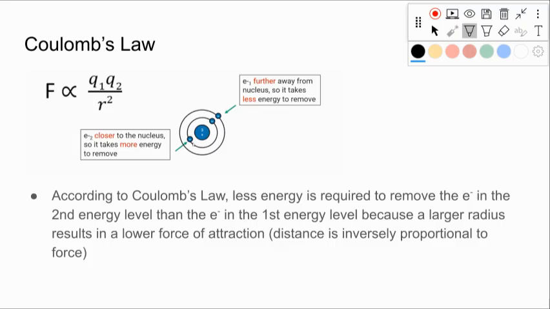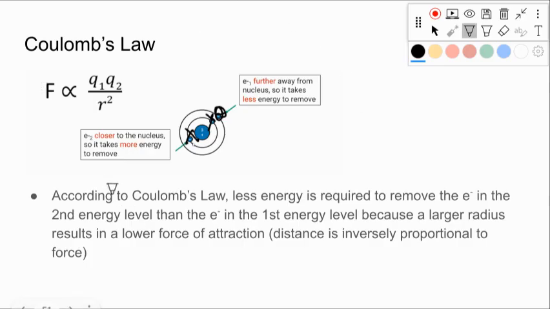According to Coulomb's law, because of this math equation, if I increase this distance, the r squared, because it's inversely proportional, I'm going to decrease the force. It's going to take less energy. So it is easier to take away that electron because it's further away than it is to take either of these electrons because they are closer to the nucleus. Because I increased my distance, I decreased my force, because if I increase this one, I decrease that one.